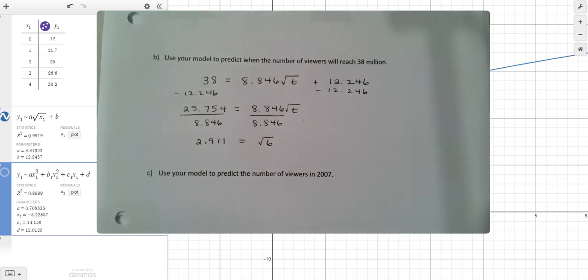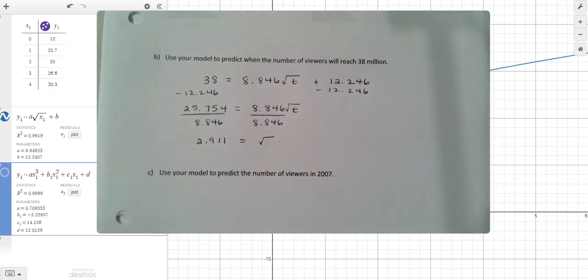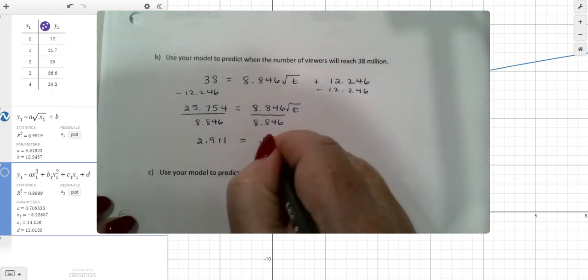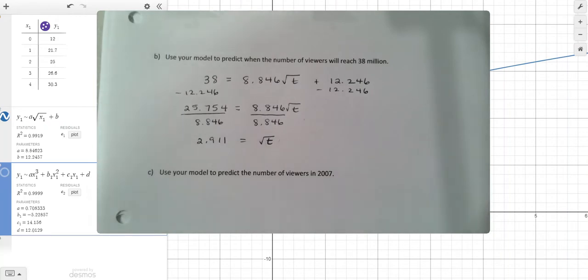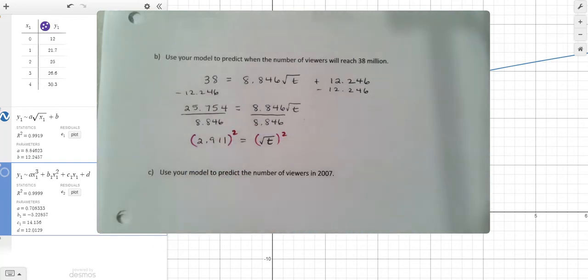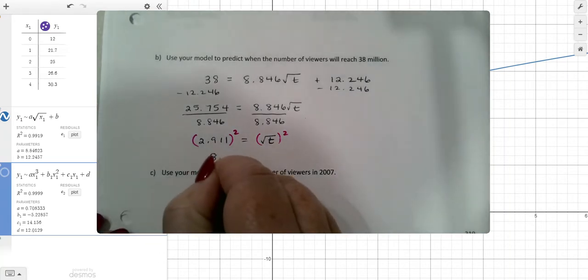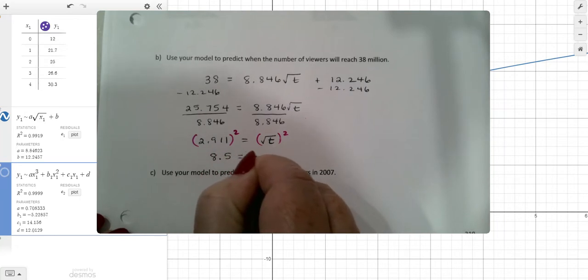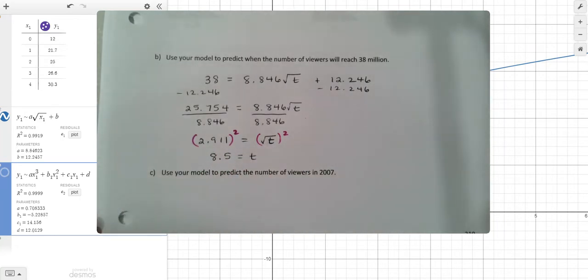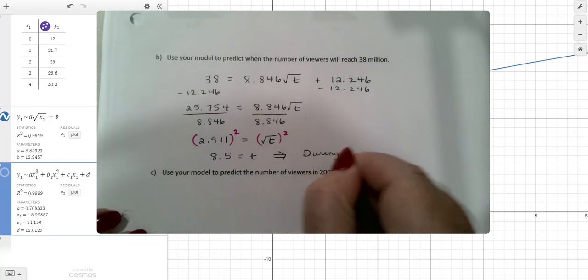Goodness, I don't know where that 6 all of a sudden came from, square root t. And then finally we'll square both sides to get rid of the square root, right? That's the inverse function. And I have about 8.5 for t. Since 2002 was my starting year, that's a little more than 8 years later, so that would bring us to sometime during the year 2010.